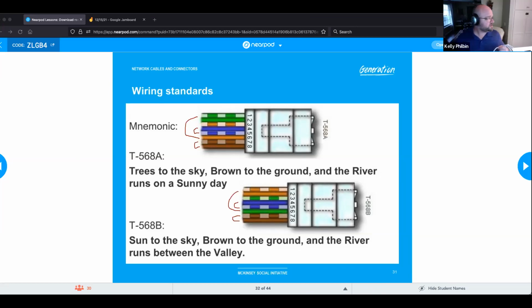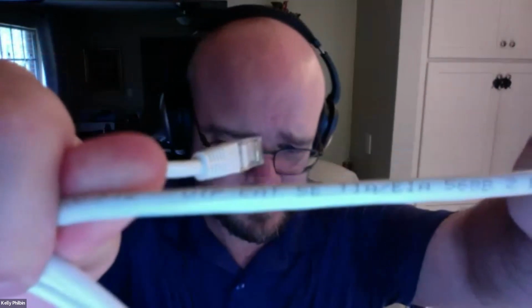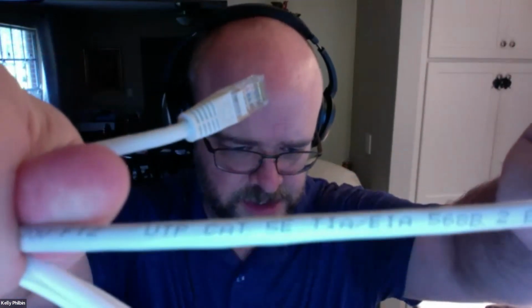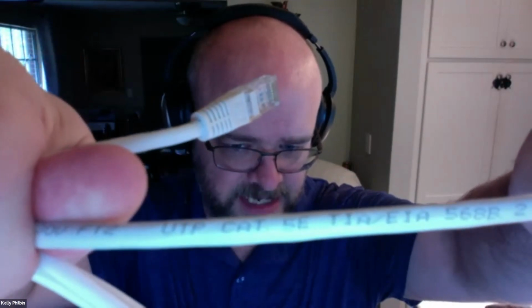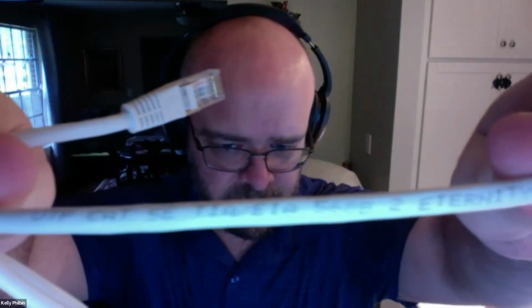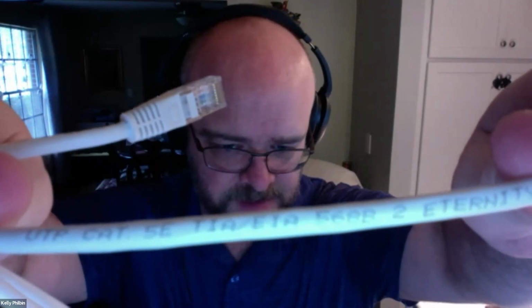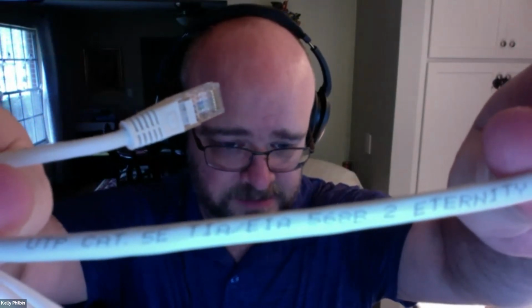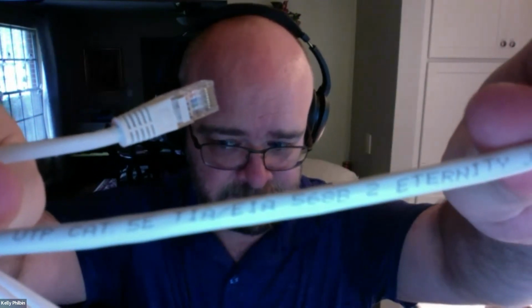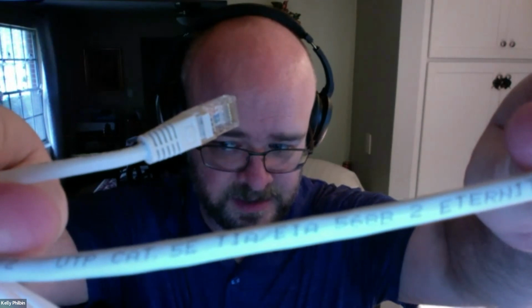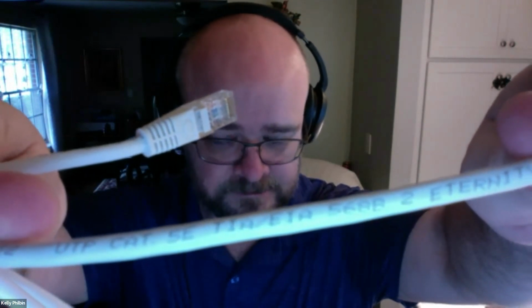All right, so let me stop share. So on the cable itself, I can get it clear enough where you can see it. Here it says UTP Cat 5E. Scan along a little bit more. You can see 568B. Tells me exactly what standard is on there. So everybody see that? UTP Cat 5E, 568B. They type these standards pretty much on almost all cables.